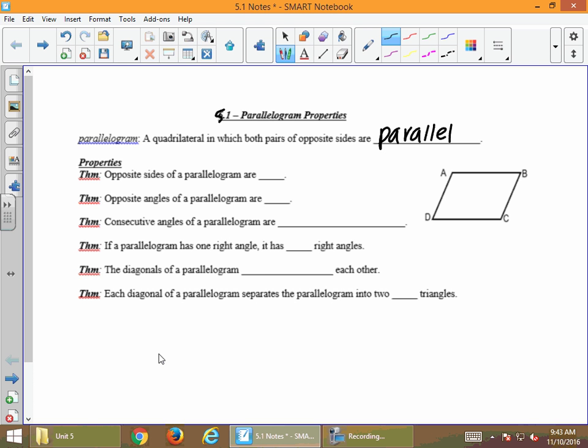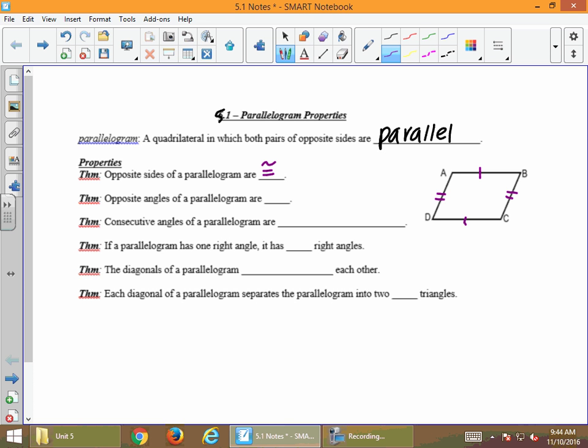Some properties about parallelograms that are super important. The opposite sides of parallelograms are parallel, but they are also congruent. So if we look at this diagram and mark it, we know AB is congruent to what side? CD, the one across from it, opposite. And we know AD is congruent to BC. Opposite sides of parallelograms are congruent.